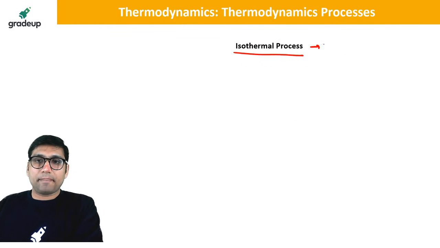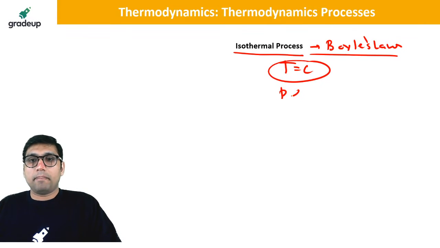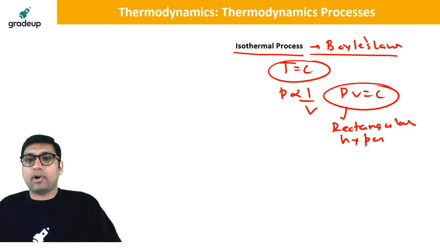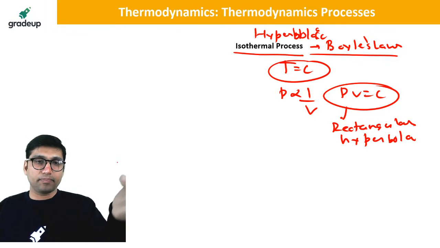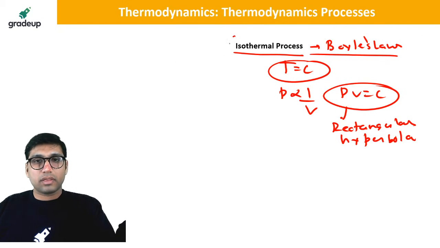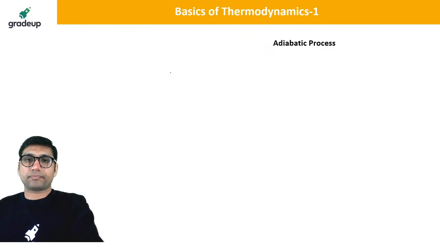Then we have the isothermal process. This has been given by Boyle's law. We have to be really quick. Boyle's law says that for a given mass of gas at constant temperature, pressure is inversely proportional to volume, or PV is equal to constant. This equation is the equation of a rectangular hyperbola, and that is why this process is also called a hyperbolic process. Sometimes in your questions they will not write isothermal process, but isothermal hyperbolic process. So always remember that the hyperbolic process is the same: you can call it hyperbolic or isothermal process. Next is the adiabatic process.